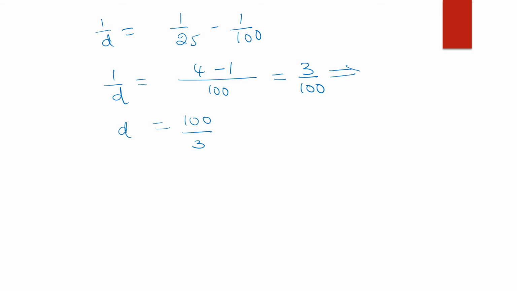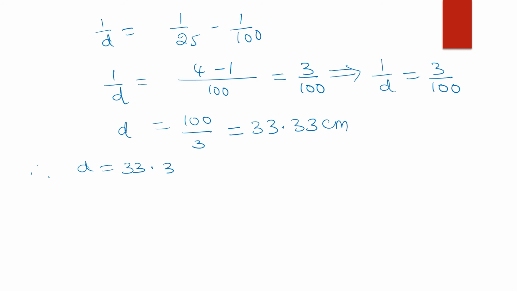So 100 by 3 is 33.33 centimeters. This is the distance of near point, that is 33.33 centimeters. Now we will calculate the power of the lens.